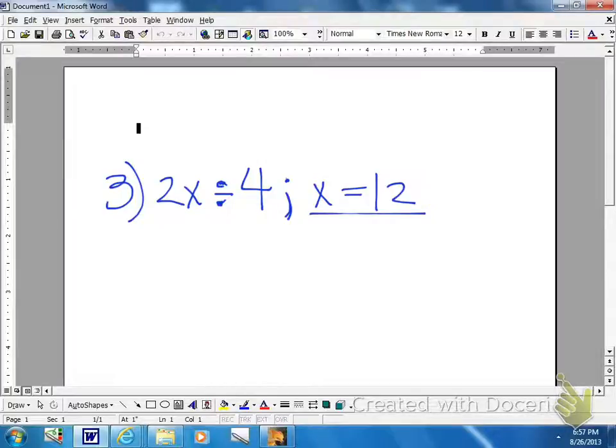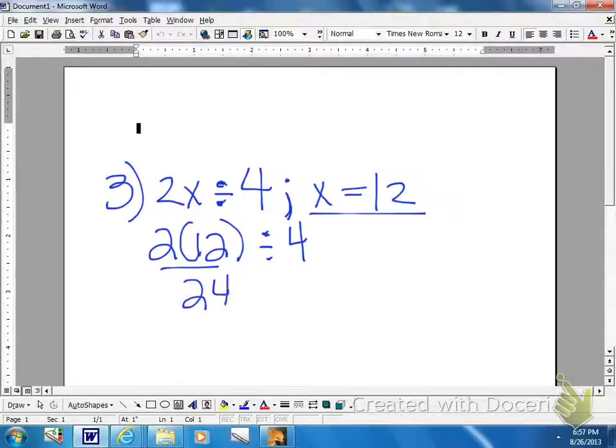Okay, so I would rewrite this, 2 times 12 divided by 4, and just work your way down. Order of operations, well, multiplication and division left to right. So the first thing I have is multiplication. 2 times 12 is 24. Divided by 4, then, write it down. And 24 divided by 4 is 6. So my answer would be 6.